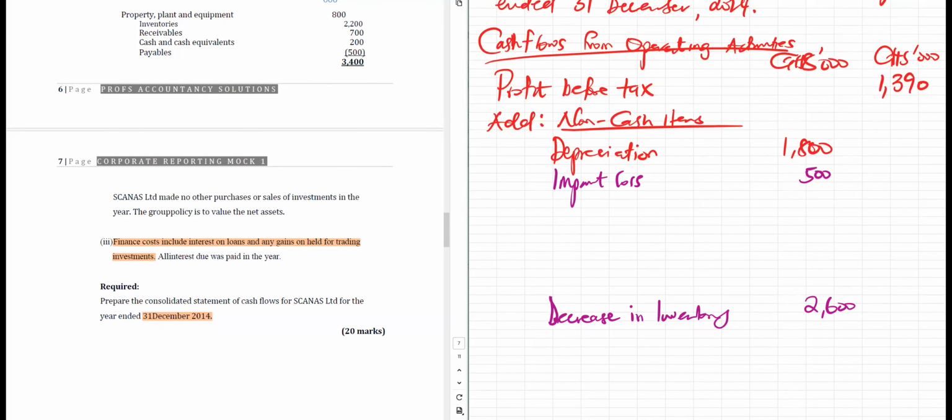So it means this is what? An outflow. So increase in what? In receivables. Inventory. Receivables, 500, right? Outflow. Thank you.